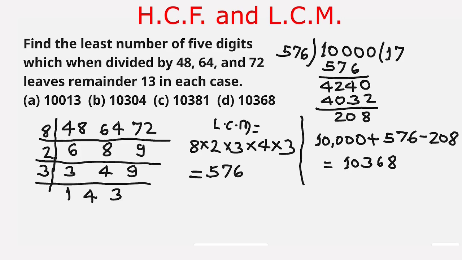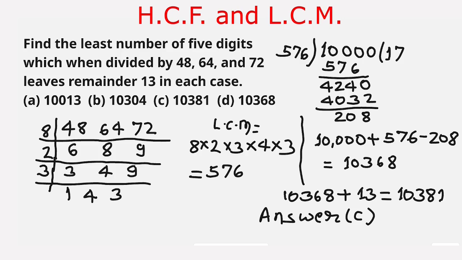Now we have to add 13 to it, because this number 10,368 is that number which is exactly divisible by 40, 64 and 72. And for getting 13 as remainder in each case, we have to add 13 to it. So we add 13 to 10,368 and this is equal to 10,381. And from the given options, our answer is option C, 10,381. I hope you have understood the method of solving such type of questions.